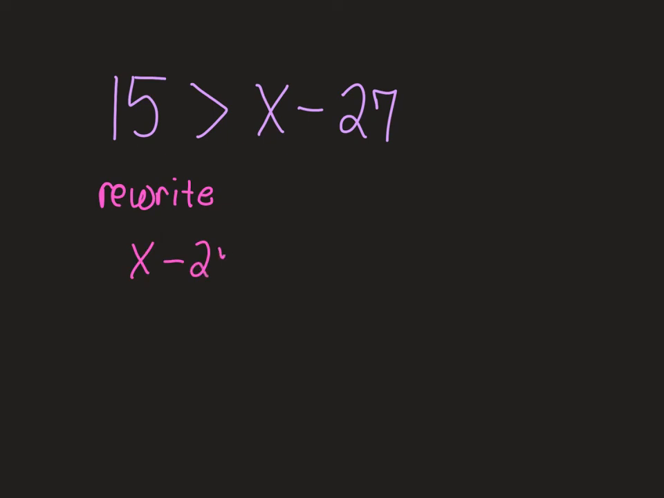X minus 27 is going to go on the left. 15 is going to go on the right. Right now, it's eating the 15. The 15 is going into the mouth. So I want it to still be going 15 into the mouth.